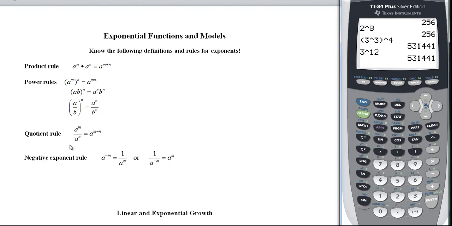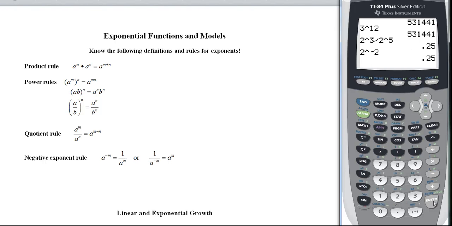My quotient rule, no parentheses. I've got a base raised to a power over the same base raised to a power. So if I do 2, say, raised to the third, divided by 2 raised to the fifth, let's see what that gives me. 0.25. Well, this tells me I can do 2 raised to, subtract top exponent minus bottom. That will give me a negative 2.